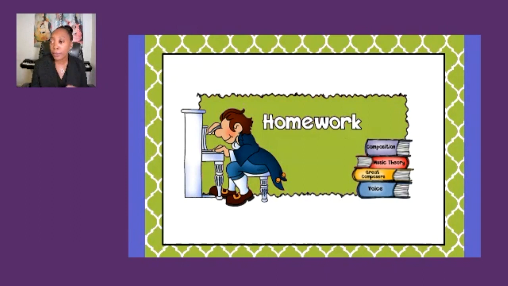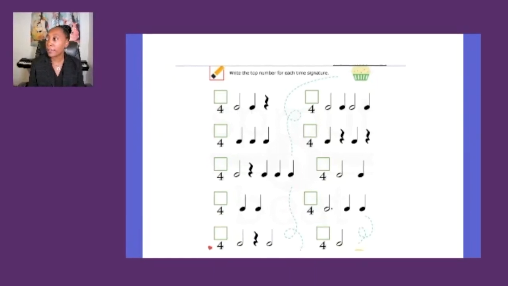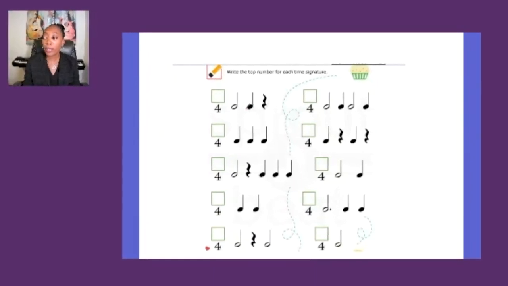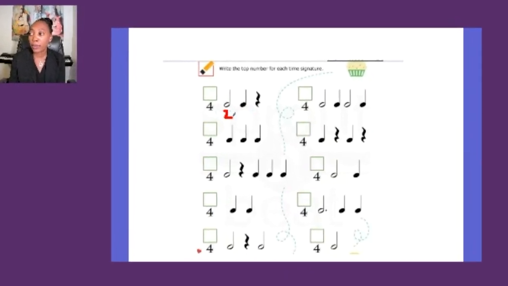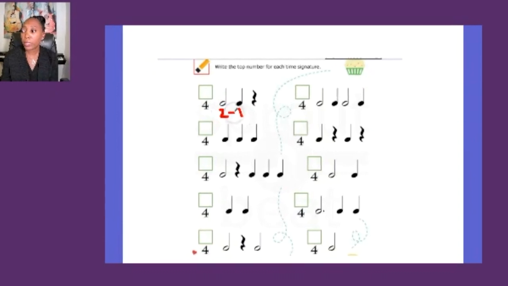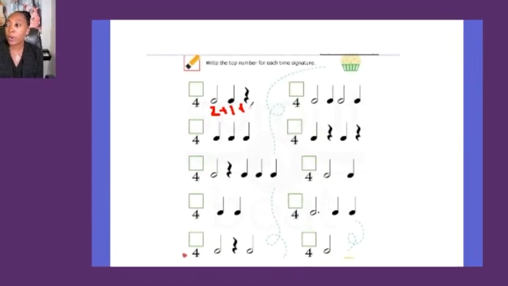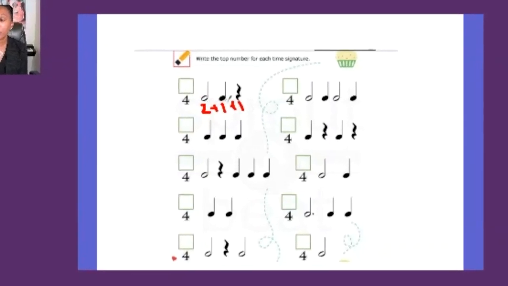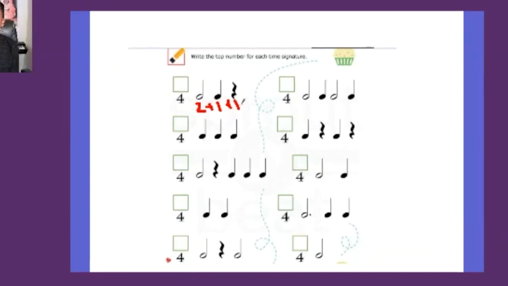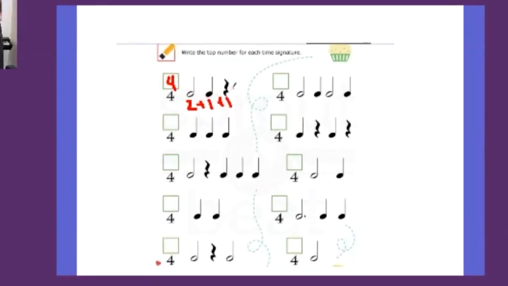So for this lesson, I'm going to ask you to look at these notes. We have a half note, let me get a pen, a quarter note, and a quarter rest. And your job is to add up the notes, 2 + 1 + 1, right? Okay, this is 2 + 1 = 3, 3 + 1 = 4. So this is 4/4 time signature.